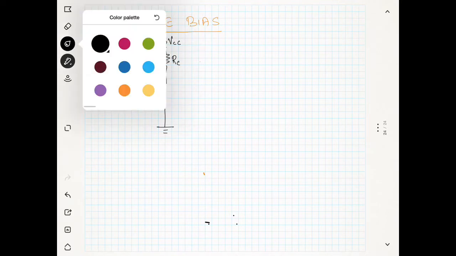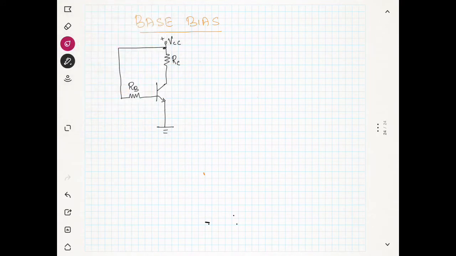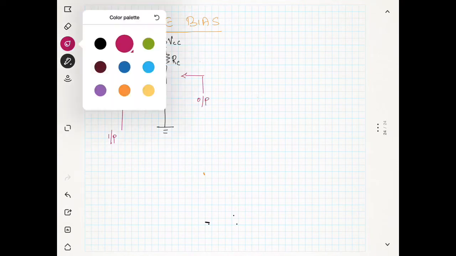As you know, we will write Kirchhoff's law at both sides. This is the input side, and what I am seeing from the output, that is the output side. So we will write Kirchhoff's law.